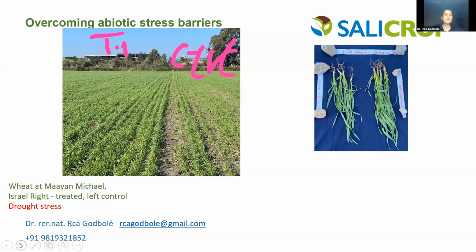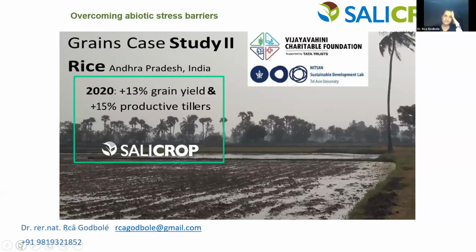So we're working on these crops. This is yet another study we did in Andhra Pradesh under the Tata Trust, and this was monitored by Tel Aviv University. Here it's very, very interesting. This is the Godavari Delta, and there is a lot of shrimp farming happening there.